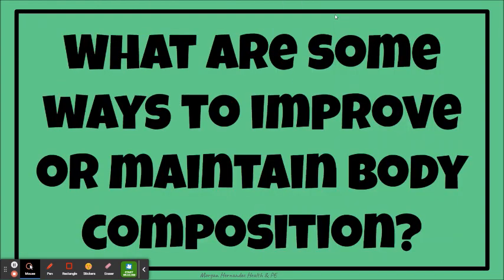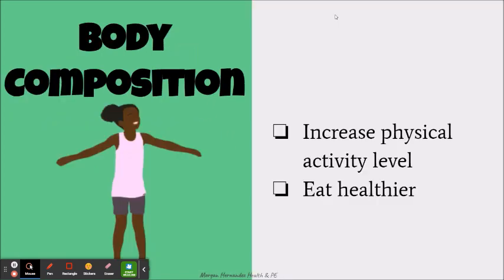What are some ways to improve or maintain body composition? It could be by increasing physical activity level and eating healthier. Ways to improve your body composition can depend on how often you are physically active every single day.